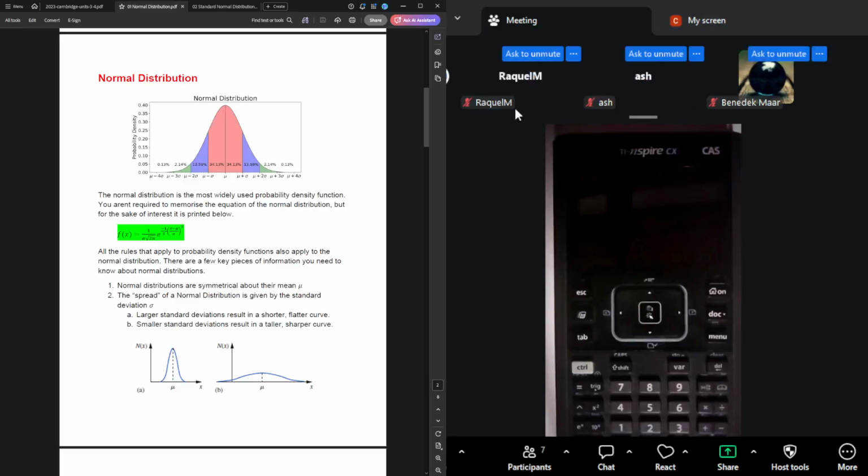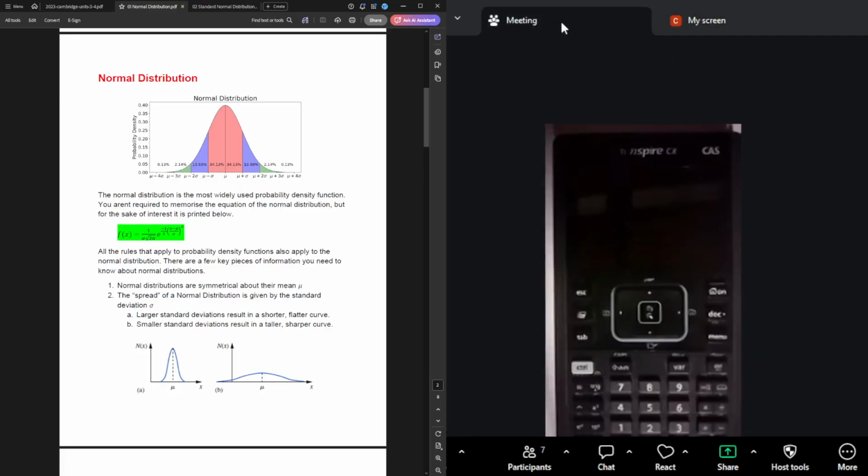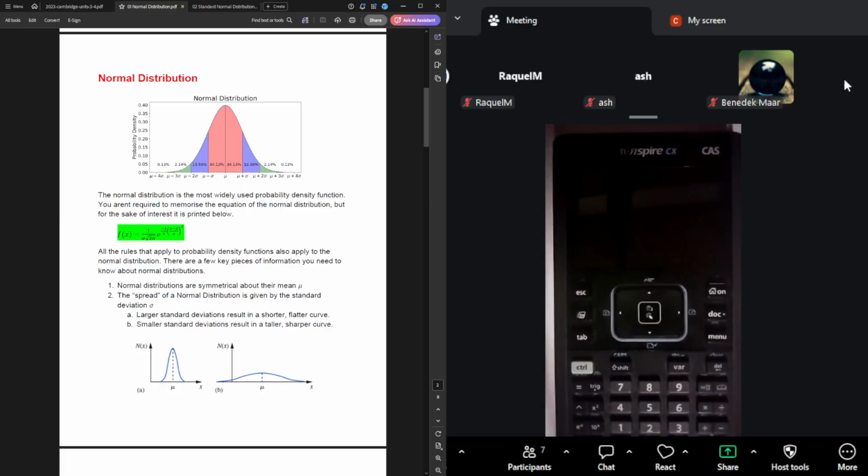Anyway, let's make a start. So for today, we're going to be having a look at the normal distributions, the next of the probability topics.